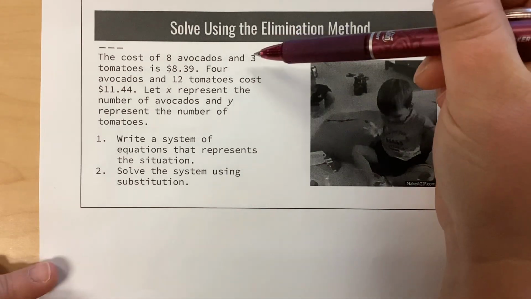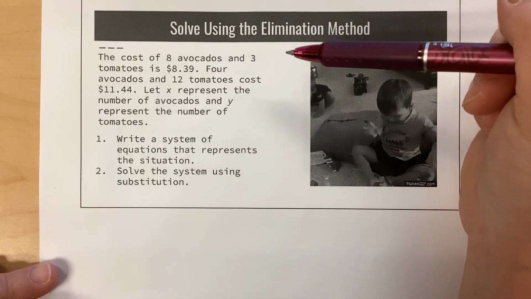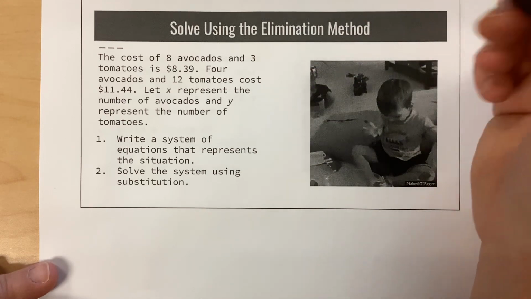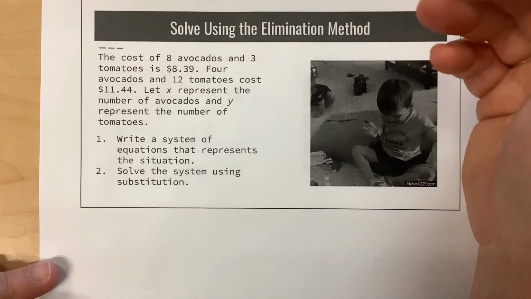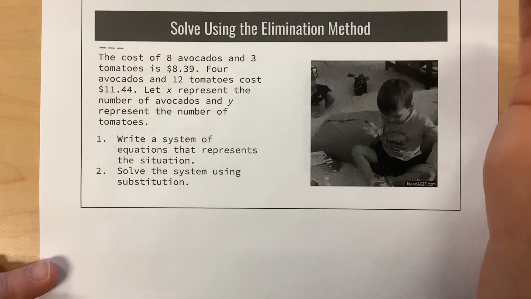Now this time we have two groups of the same thing, essentially. One group is buying a certain amount of avocados and tomatoes and has a total amount of money, and the second group also bought a certain amount of avocados and tomatoes and paid a certain amount of money. So my equations are going to be very similar, except the coefficients and the total are going to be different.